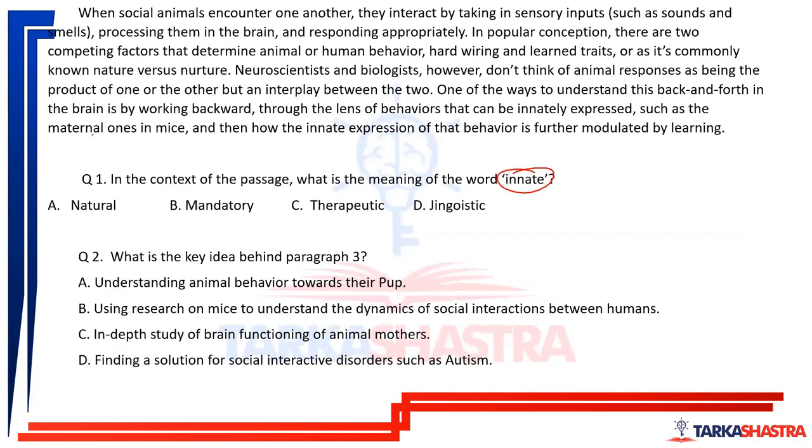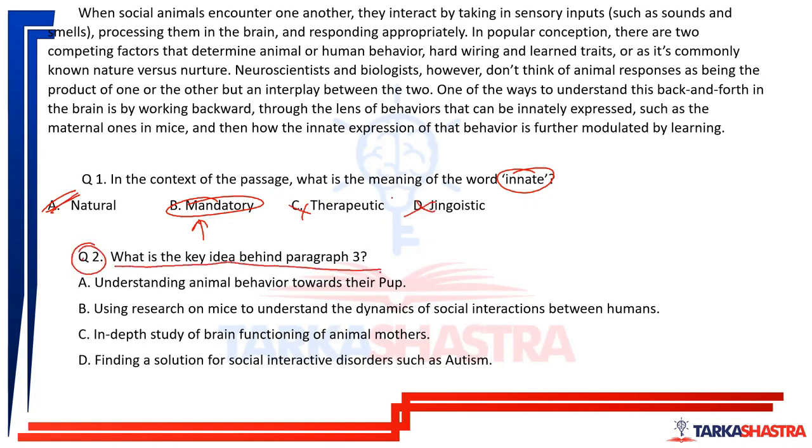It is about natural. Some people might say mandatory, but mandatory is something that is made compulsory out of an external factor. Something that is compulsory by your base instinct or by your nature has to be natural. So these two options do not figure at all. Correct answer is A.